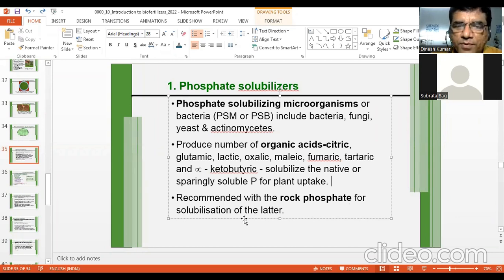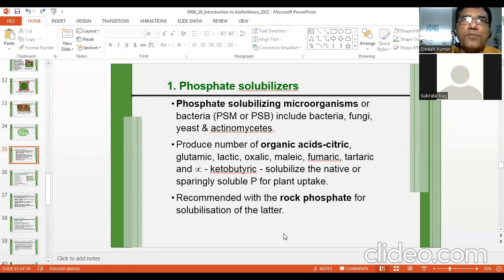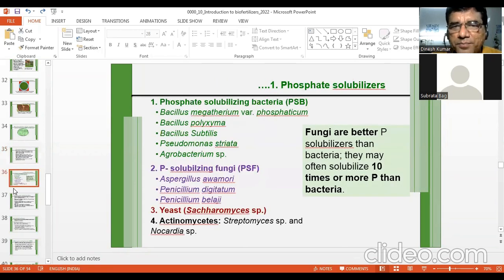Recommended with rock phosphate for solubilization of the latter. Because you know in rock phosphate you do not have any water soluble phosphorus. Rock phosphate has 0% water soluble phosphorus and 0% citrate soluble phosphorus. Rock phosphate has citrate insoluble phosphorus. So therefore it has no soluble phosphorus. Then you can use certain PSB or PSM to solubilize the rock phosphate and to make the phosphate available.